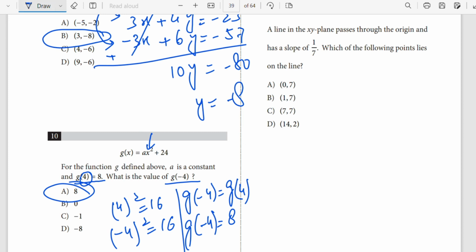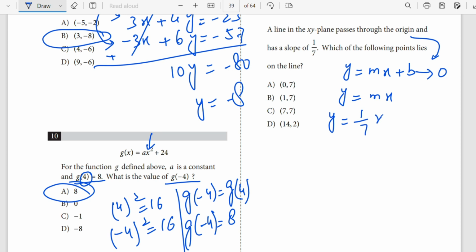A line in the xy plane passes through the origin. It's a question of a line, that is y is equal to mx plus b. Any line which passes through the origin has b equal to 0. So the equation of the line is y is equal to mx, and here m is given to you. So y is equal to 1 by 7 x.